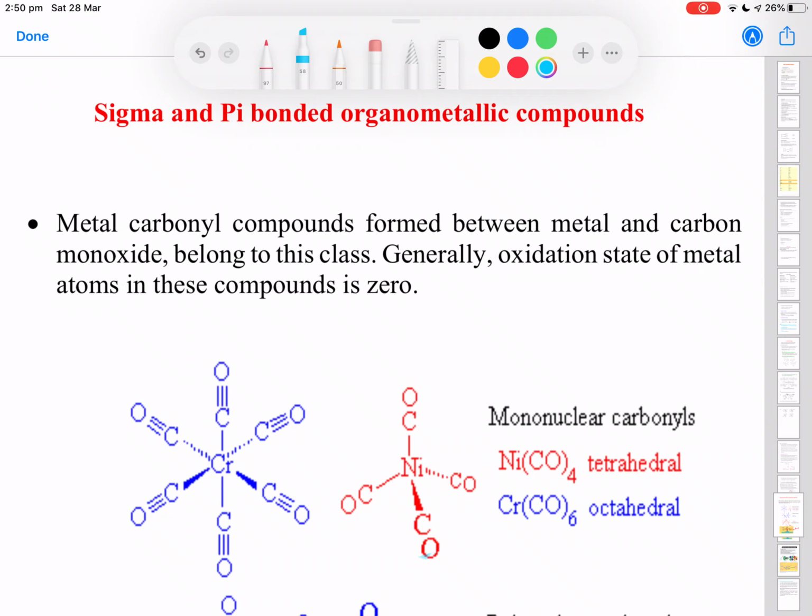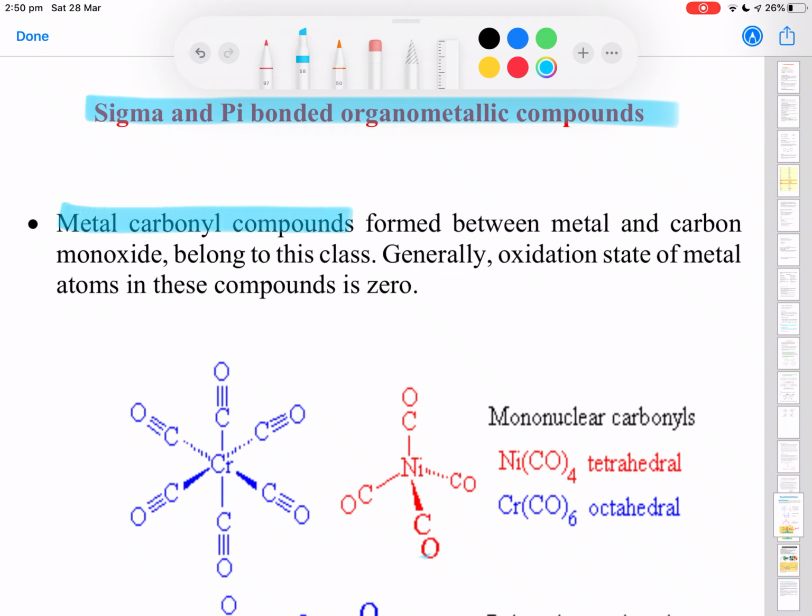Good morning everyone. Today we'll discuss sigma and pi bonded organometallic compounds. So why are we discussing, what is the need of discussing organometallic compounds? Because in your portion you have metal carbonyl compounds, okay?